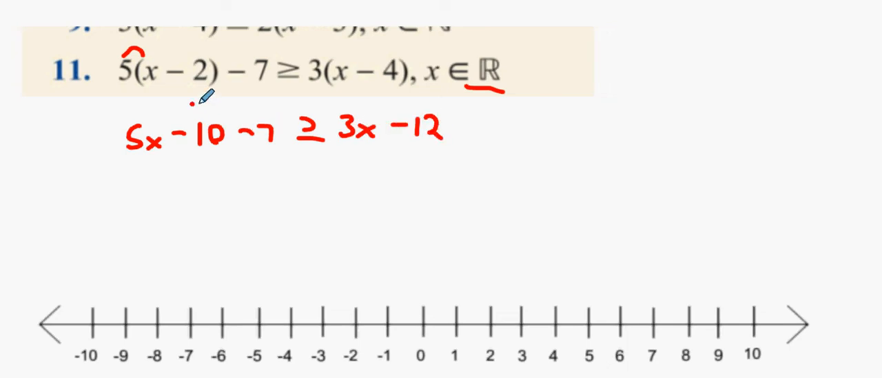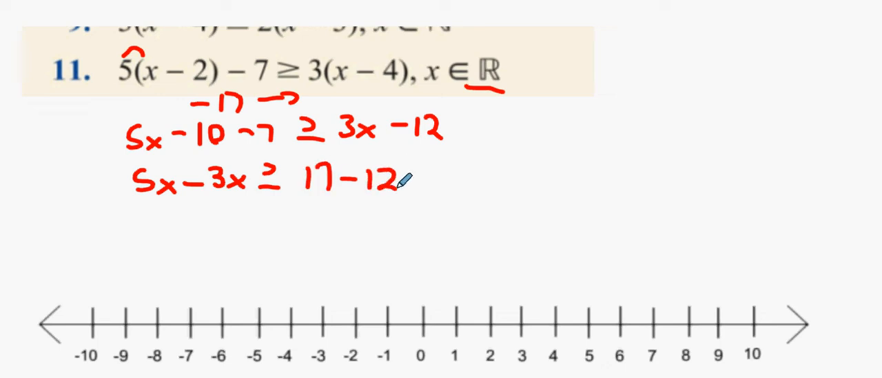That's a minus 17. Would you be happy with that? Bring the 3x over to the 5x. So what do we get? 5x take away 3x greater than or equal to. Now minus 17 changes to your side. What happens to it? What does it become? Plus 17. Take away 12.